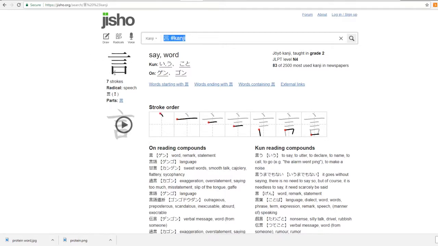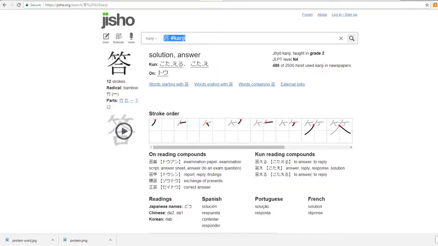And of course this one is say. This just has a bunch of lines and a mouth. I kind of see it as the sound waves coming out of someone's mouth when they speak. The kunyomi for this is going to be iu, and the onyomi is going to be gen. Yeah, gen.